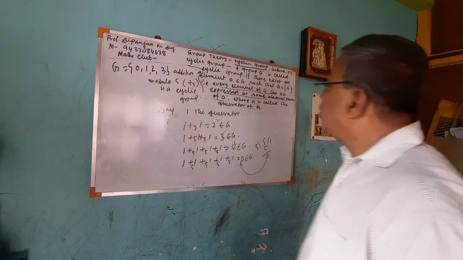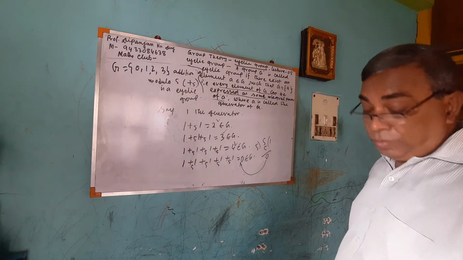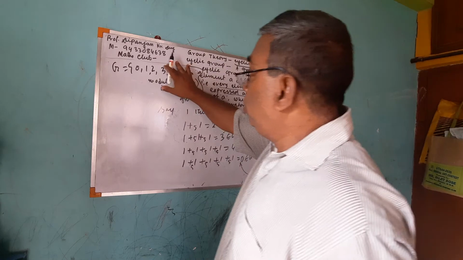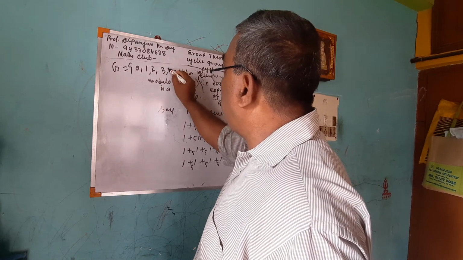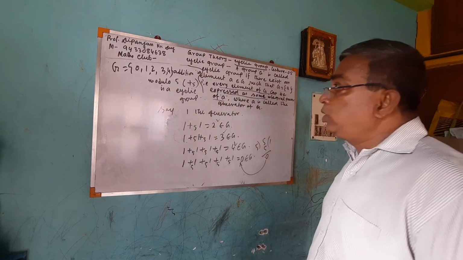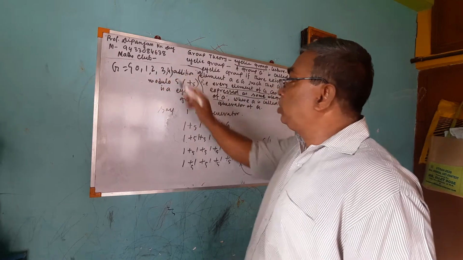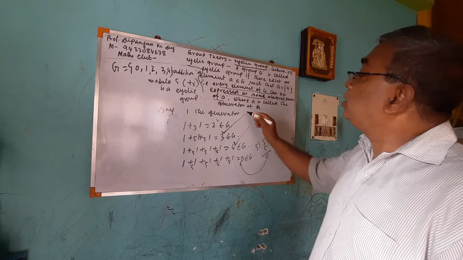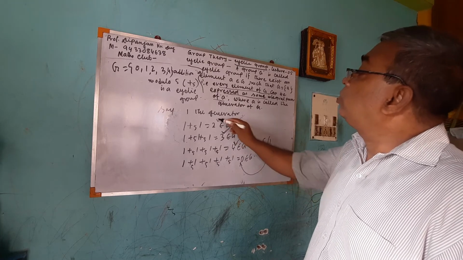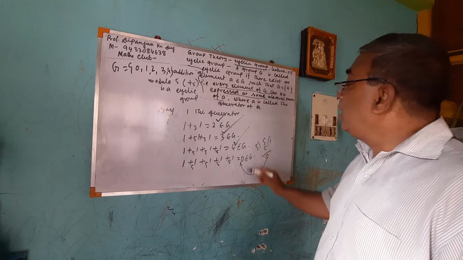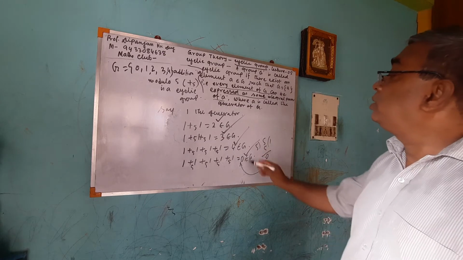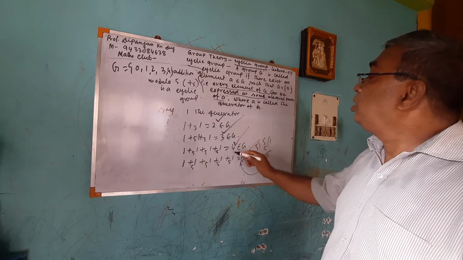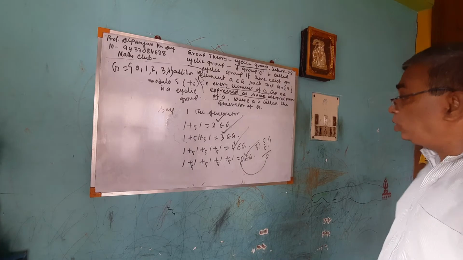Yes, 0, 1, 2, 3, 4. Okay, 4 I am getting. This 4 belongs to G, and 0 also belongs to G. That is 0, 2, 3, 4. These all belong to G.